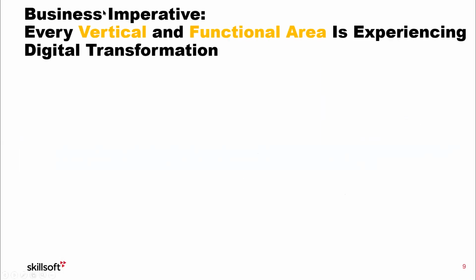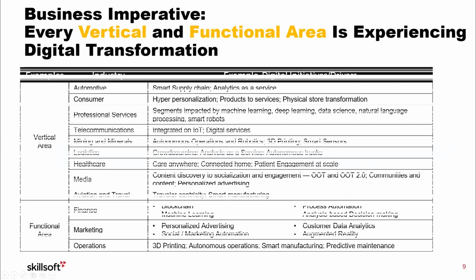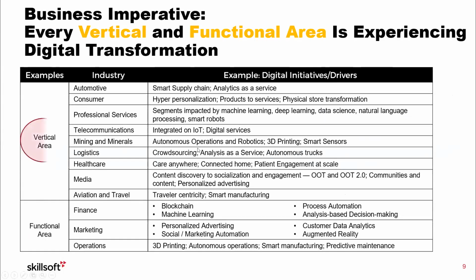And so the fact is that it's having an impact on every vertical and every functional area right now. If we have a look at just the vertical area, you've got the automotive industry, you've got consumer, professional services, telco, mining and minerals, logistics, healthcare, media and aviation. And every single one of these industries has a digitally disruptive technology that is directly impacting their particular business.